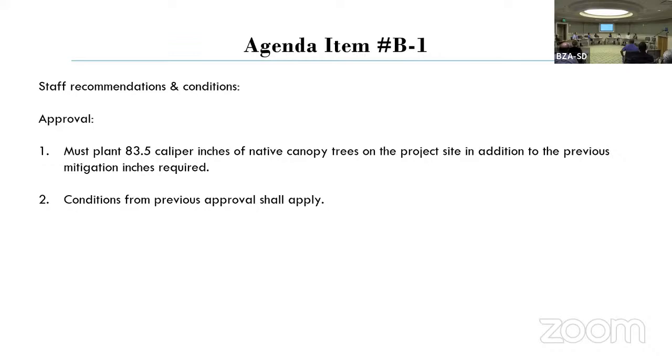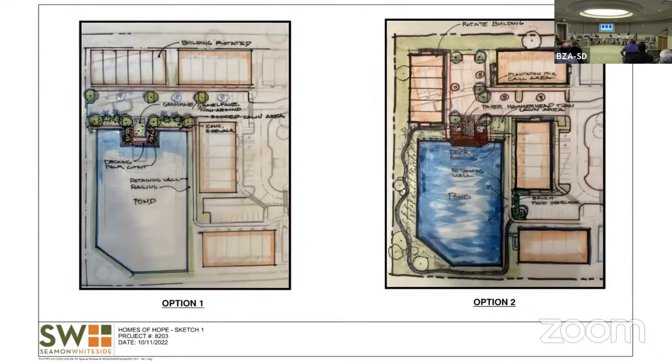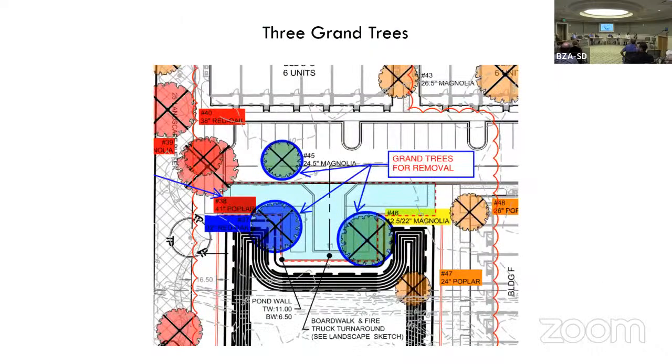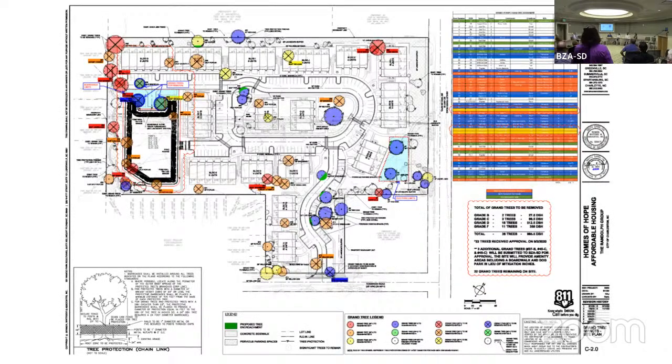Staff recommends approval with the condition to plant 83.5 caliper inches of native canopy trees on the project site, in addition to the previously approved mitigation inches required, and then the conditions from the previous meeting shall apply as well. All right, Aaron, thank you very much. Is the applicant present? Hi, I'm Whitner Tay.